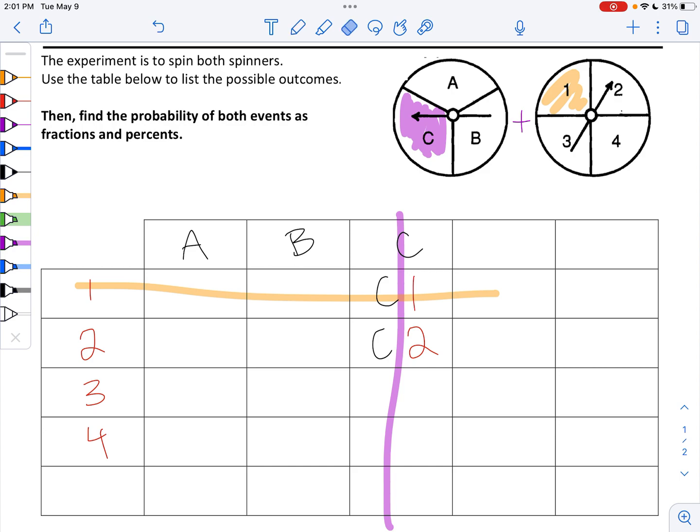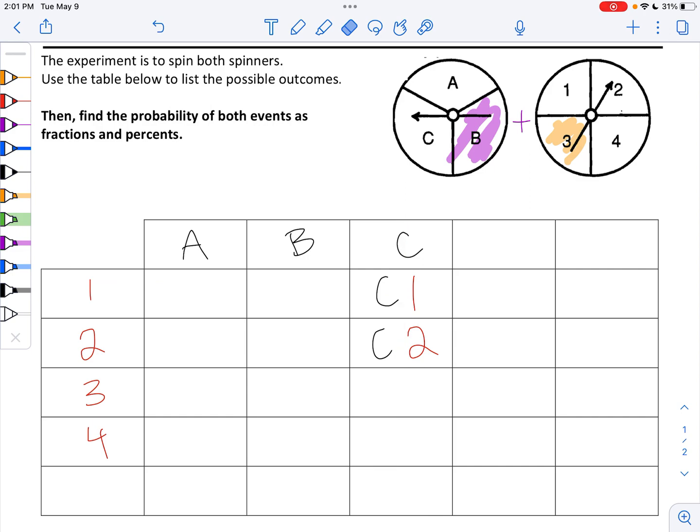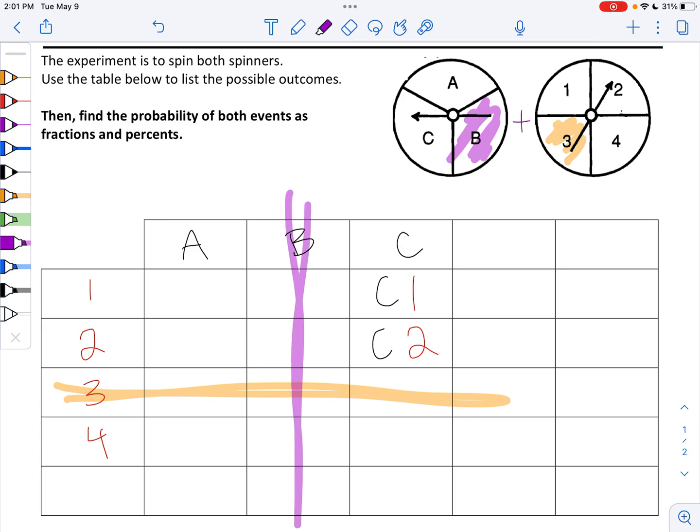Okay, or I could have spun B3. All right, here we go. Find where those intersect. We have 3, and we have B. So that's B3.